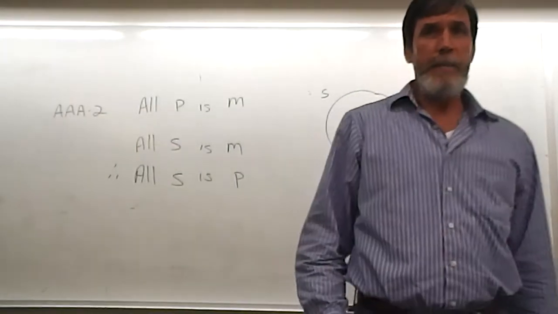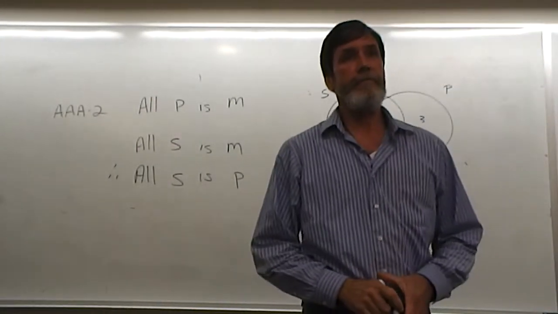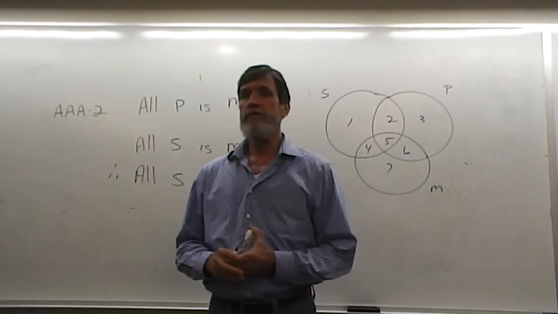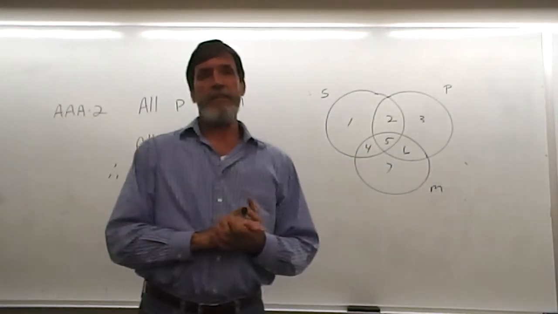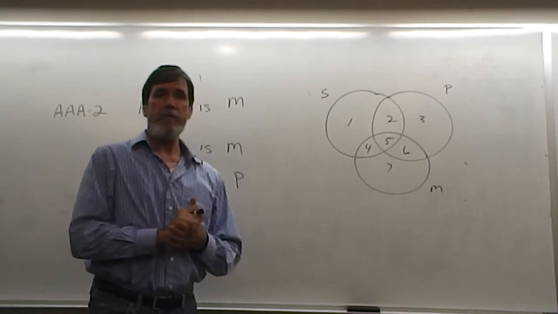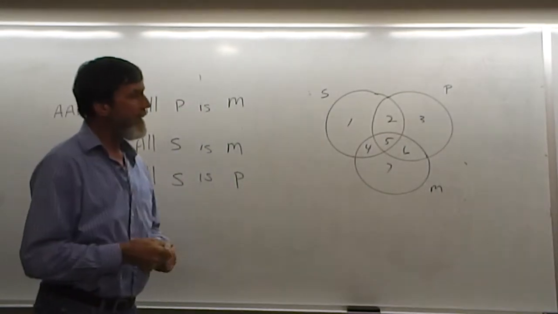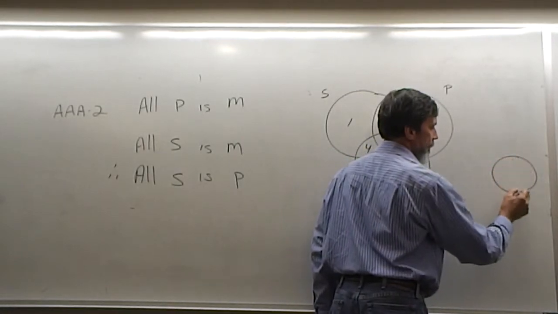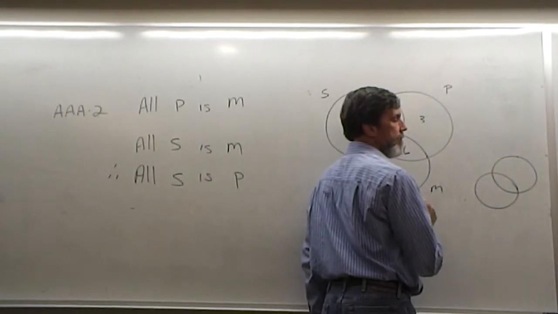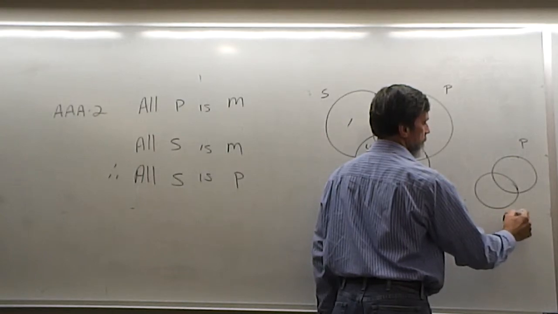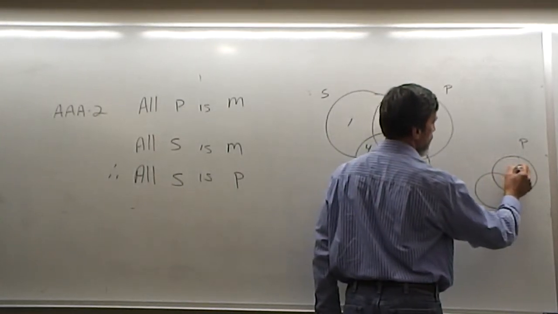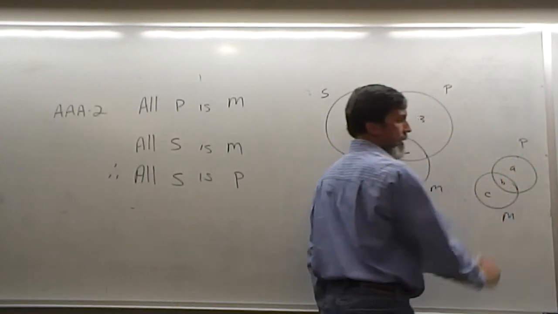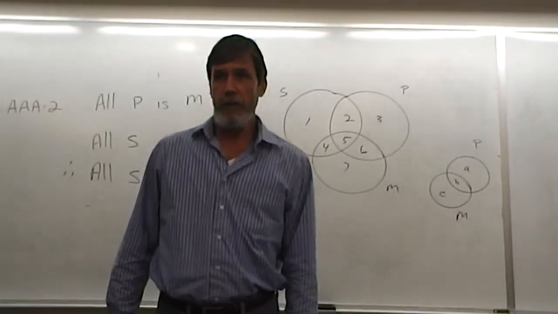Sometimes it matters which premise you diagram first. When it does, I'll let you know. It doesn't matter in this case. So we'll start at the top with the major premise. All P is M. If you like, take those two circles out of the three-circle diagram. Call their segments A, B, and C. And diagram that premise on the two-circle diagram.